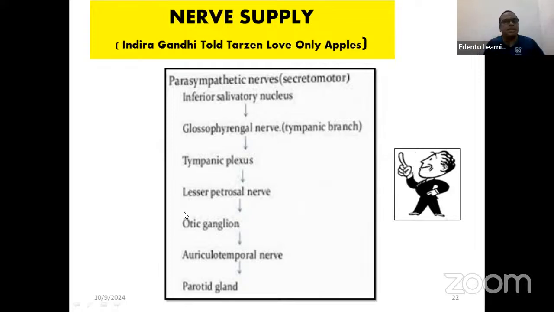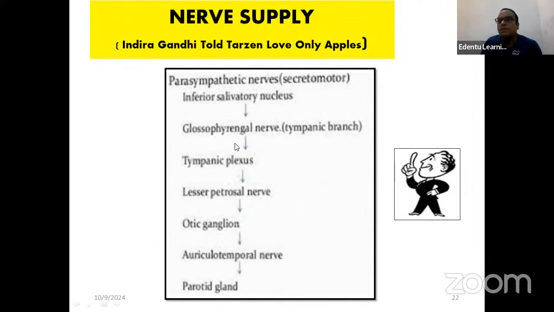One ganglion has come. A ganglion is like a bus station. Vehicles will travel from different cities and enter a bus station, and in the bus station, they will relax for some time. This ganglion means a big junction. And then, before reaching the ganglion, it is called preganglionic fibers because it is before reaching the ganglion. After the ganglion, it is called postganglionic fibers. So after the ganglion, it is postganglionic, the auriculotemporal nerve, and the parotid gland. This is how it comes.